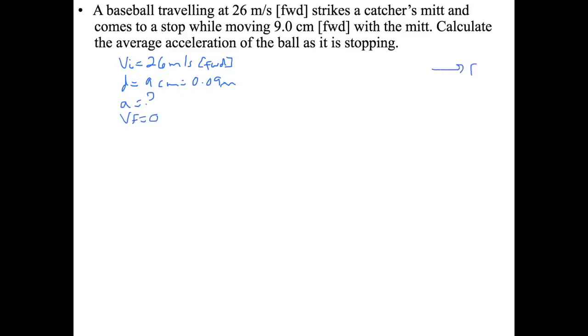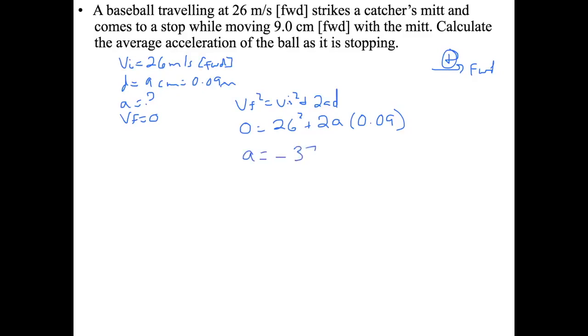Again, let's assign forward to be positive. Now, again, you need to find the equation you need to use. Just like last question, we can use VF squared equals VI squared plus 2AD. We plug our numbers in. VF is 0, VI is 26, so 26 squared, plus 2 times A, which is what we're looking for, times 0.09. Once you've done a little bit of rearranging, you end up with an acceleration of negative 3,755.5. We need 2 sig digs, so we get 3.8 meters per second squared backwards. Now, why is it backwards? Well, forward is positive, therefore negative has to be backwards.